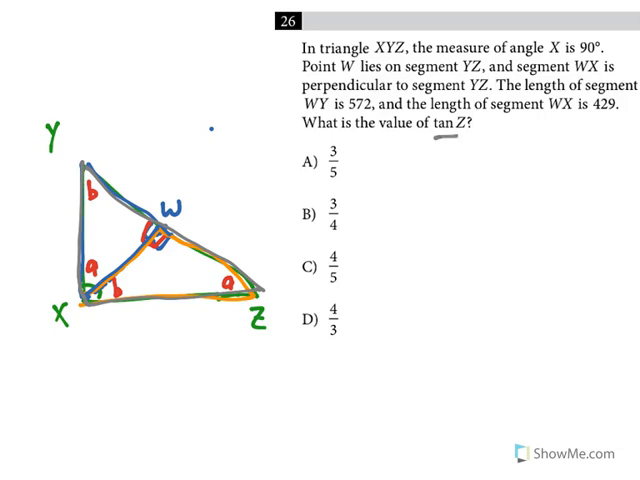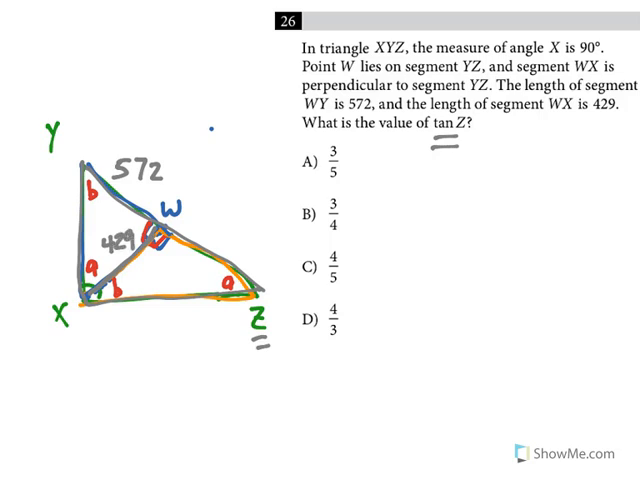So what's the value of tan Z? I'm going to do this before I do anything else. So tan Z, this is going to be my theta, is going to be the opposite of that. Well, I guess it depends, so let me fill this in because it's going to depend where it is. So WY is 572 and WX is 429.